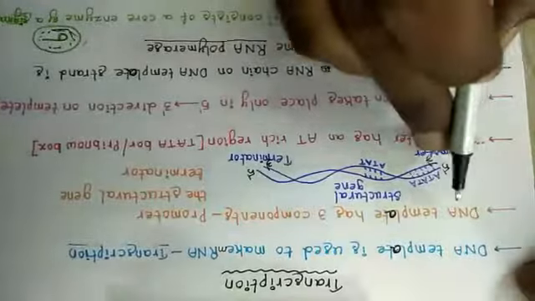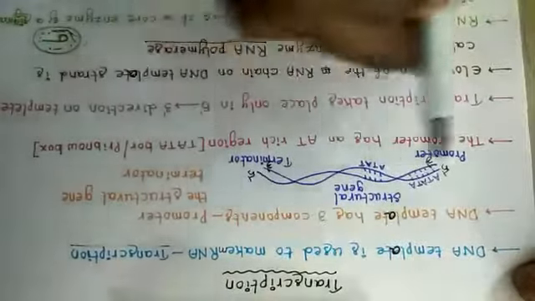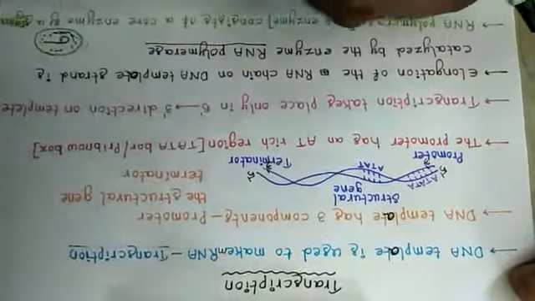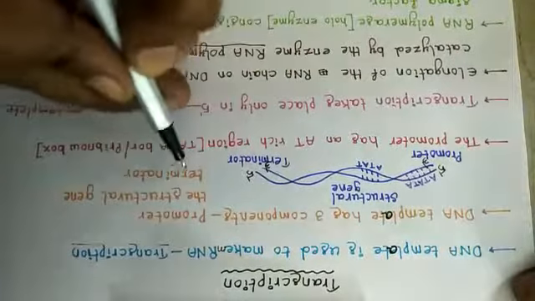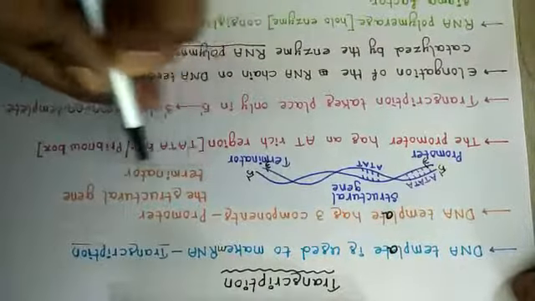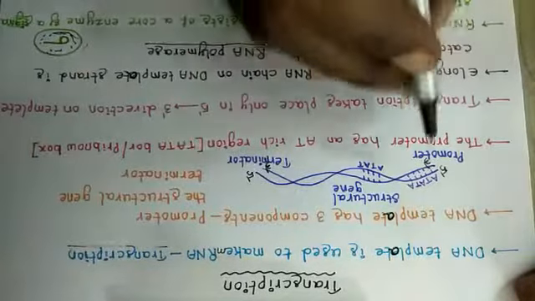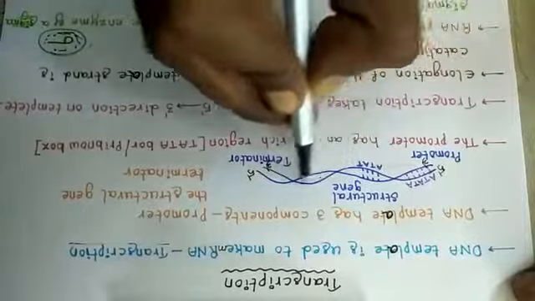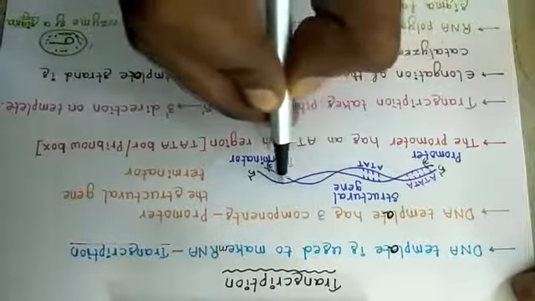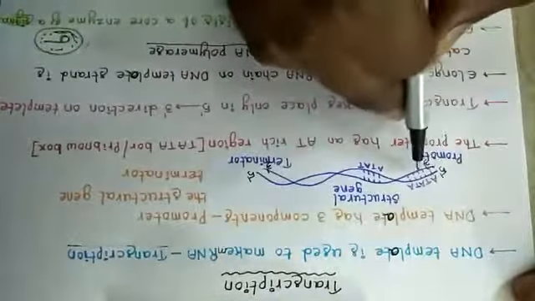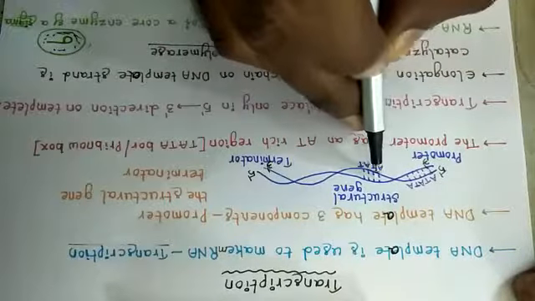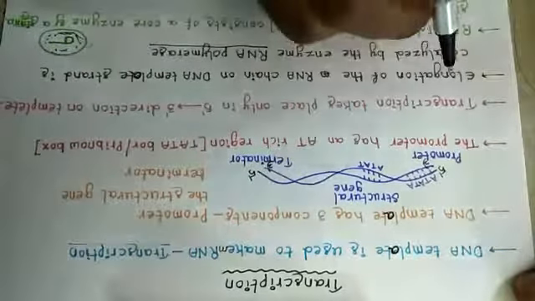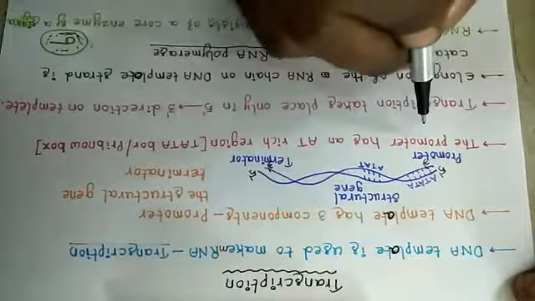Here the DNA template at the transcription level has three parts: a promoter, a structural gene, and a terminator. As I indicated here, this double stranded DNA is the transcription unit, which acts as a template for the synthesis of mRNA.